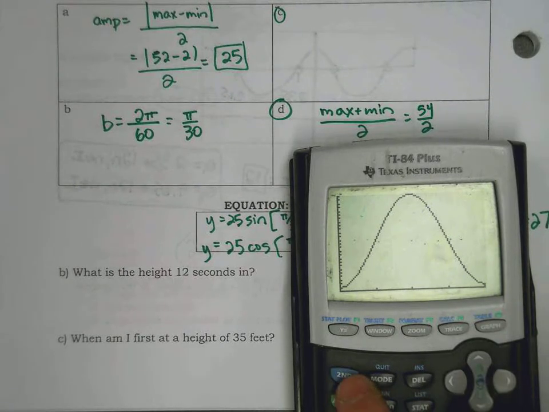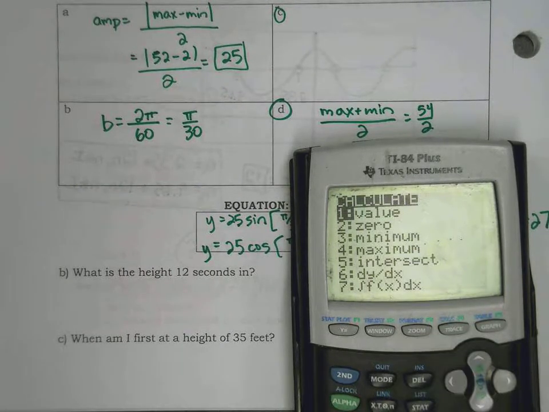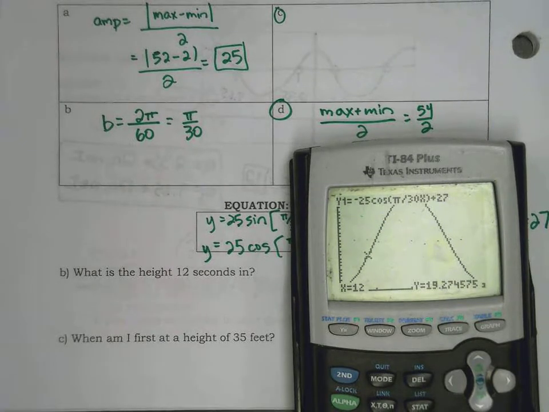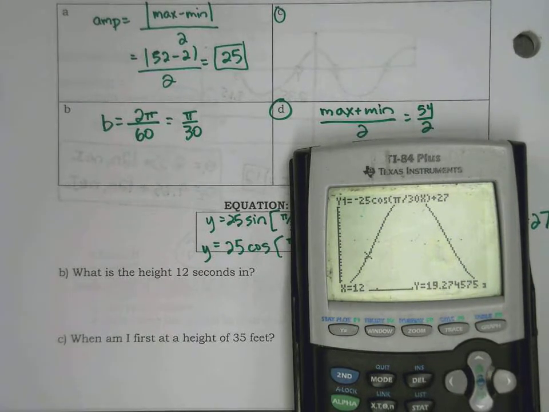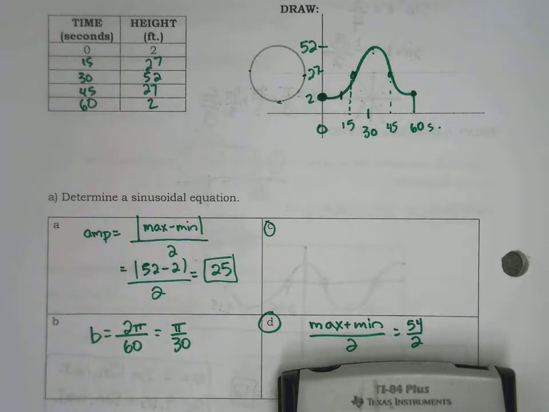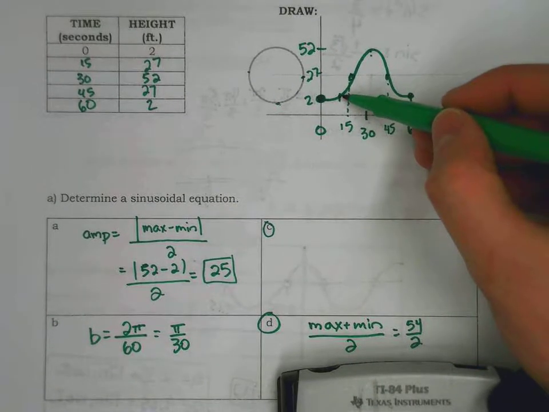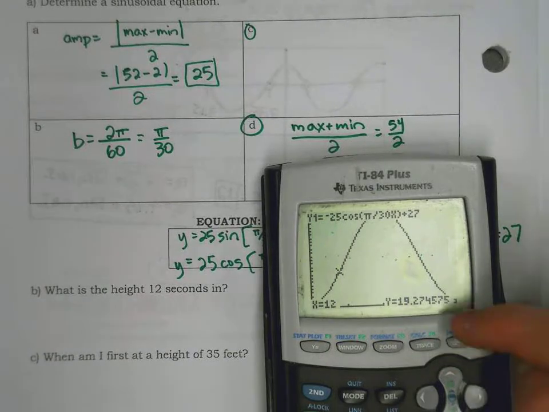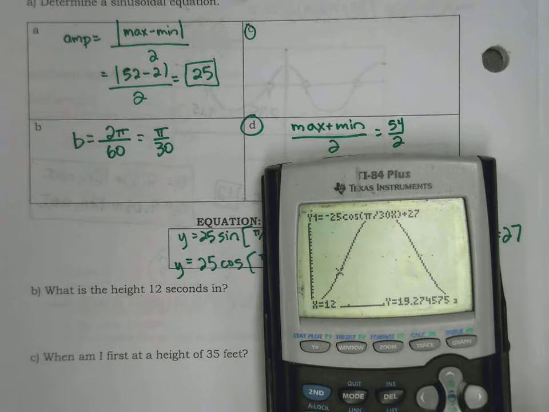What is the height 12 seconds in? Second trace value. 12 seconds in, we're at a height of 19.27. 12 seconds in, right about here, we're at a height of 19.27. At 12 seconds in, we're at 19.27 feet.